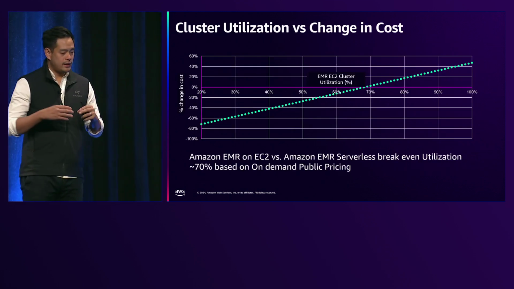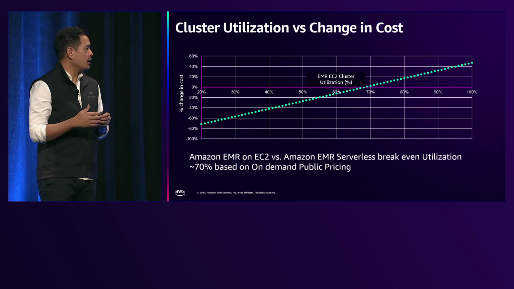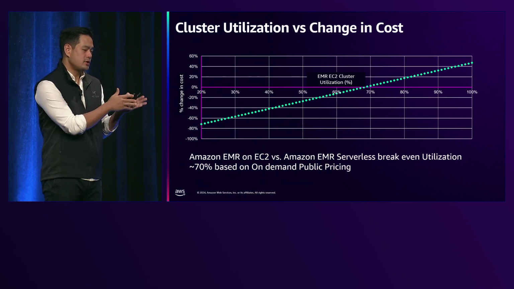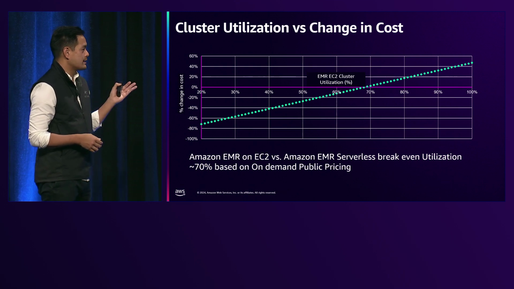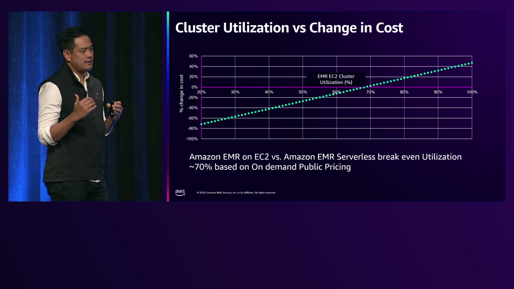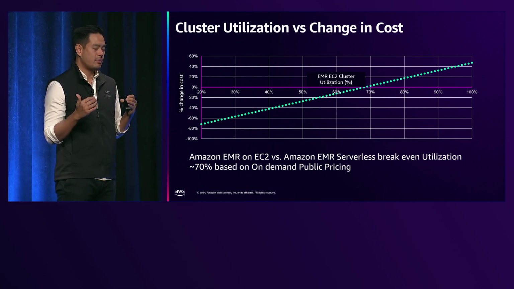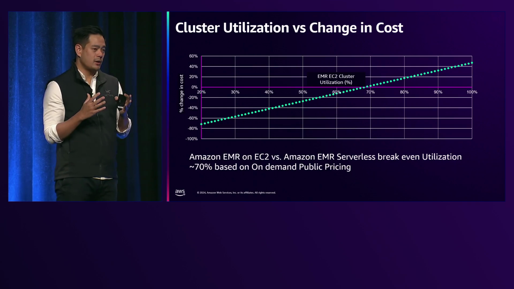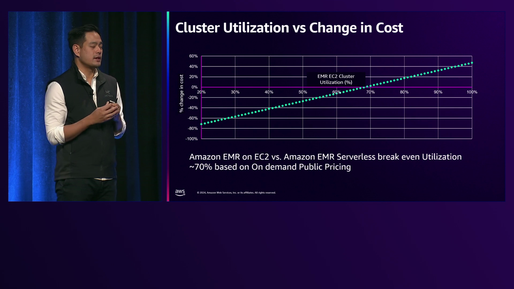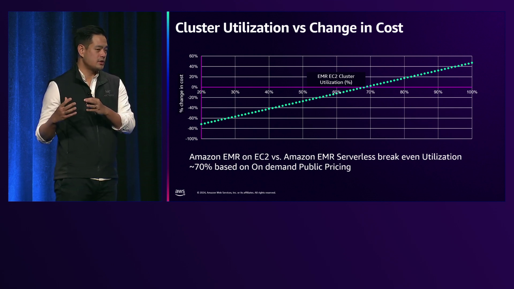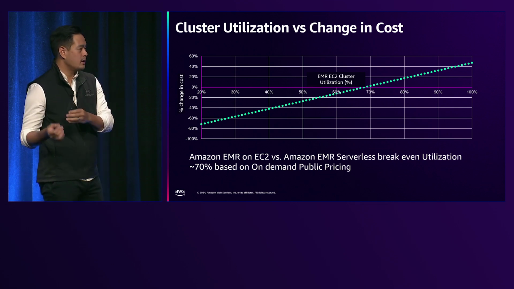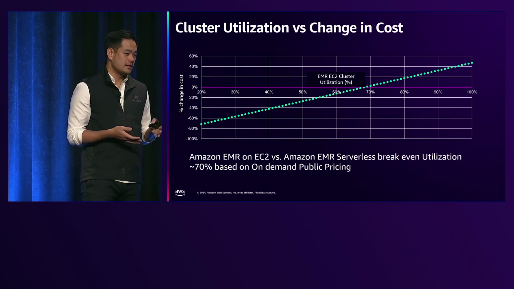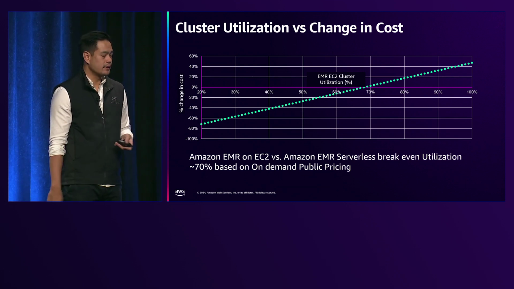And if you were to expand on that and plot utilization as a function of change of costs between EMR on EC2 versus serverless, you'd get something like this. We have found that 70% utilization is roughly the break-even using on-demand public pricing. If your EMR on EC2 cluster is greater than 70% utilization, then EMR on EC2 is generally a more cost-effective option. Whereas if your utilization is lower than 70%, then the consumption-based ones like EKS and serverless can be lower in cost.